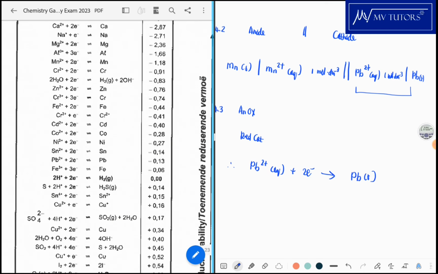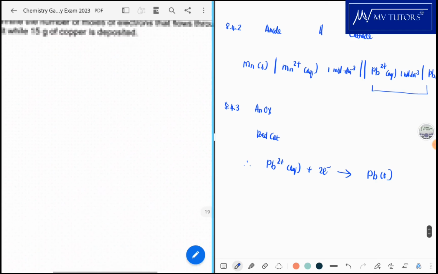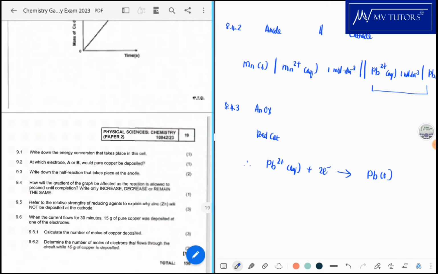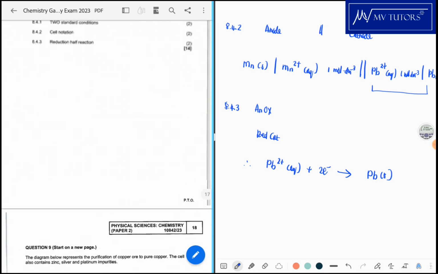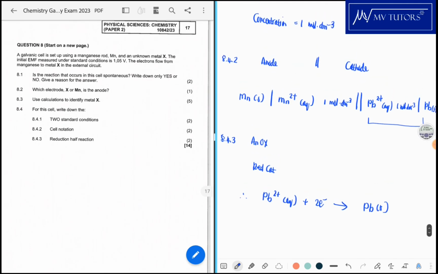All right, and I believe this is it for question 8. It was short and sweet, and that is great, and 14 marks, which is quite nice. So yeah, see you question 9.